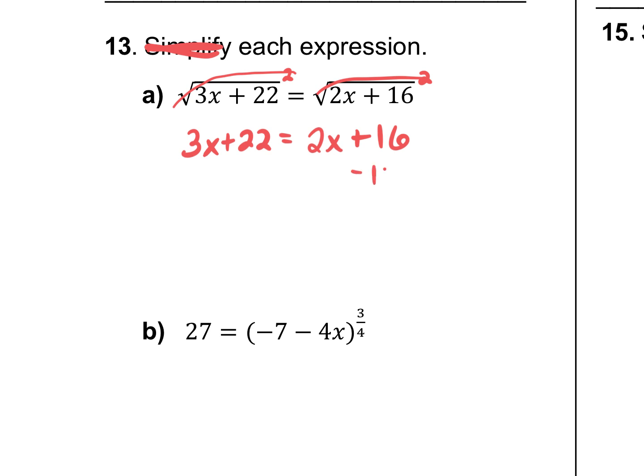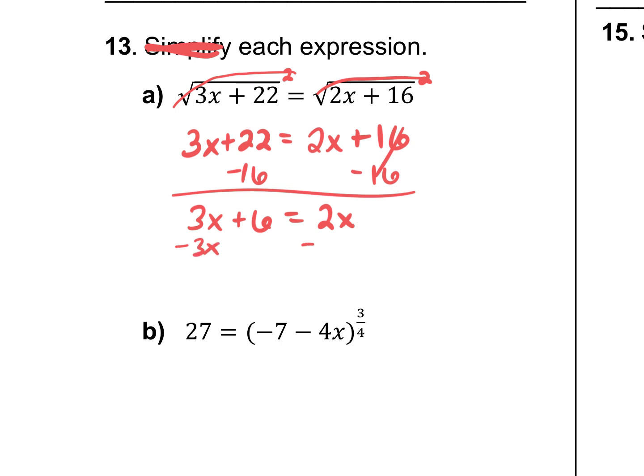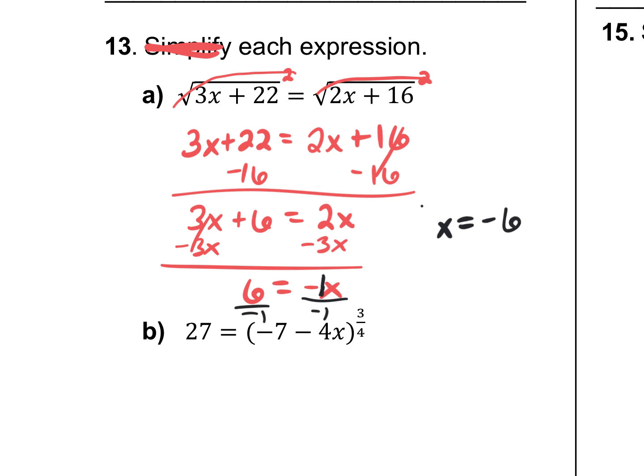Yep, I can start by subtracting 16. So I have 3x plus 6 equals 2x. What do I need to do next? Subtract 3x. So we get 6 equals negative x. Is x fully by itself yet? No, it still has that negative 1. How do I get rid of it? Divide by negative 1. So we get x equals negative 6.